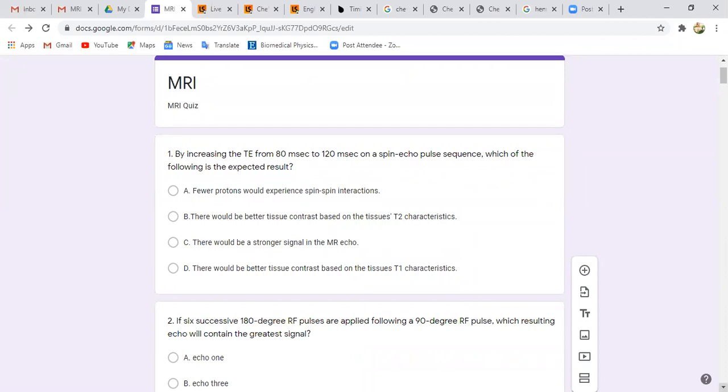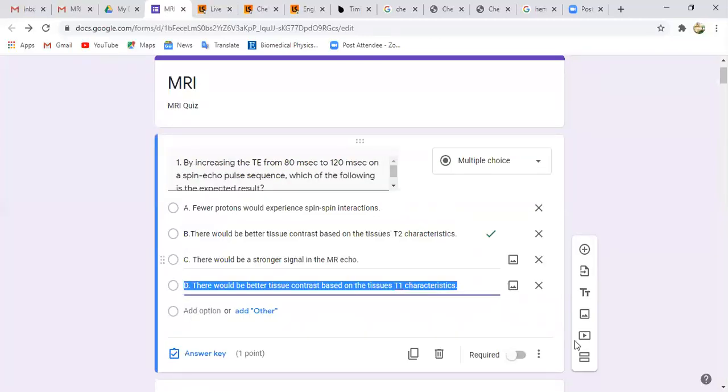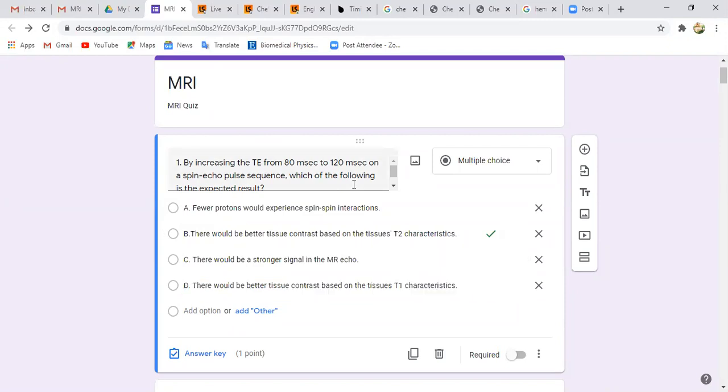So by increasing TE from 80 to 120 milliseconds, which is the expected result? Is it A, B, C, or D? B, straight away. That's B, because TE is greatly influenced by T2 characteristics. So T2 is influenced by TE parameters. To increase TE, the T2 characteristic will be enhanced. So I don't think we should have any problem with it.